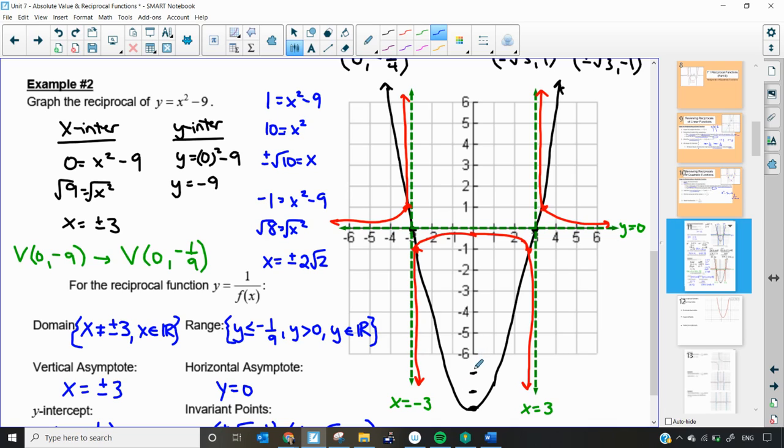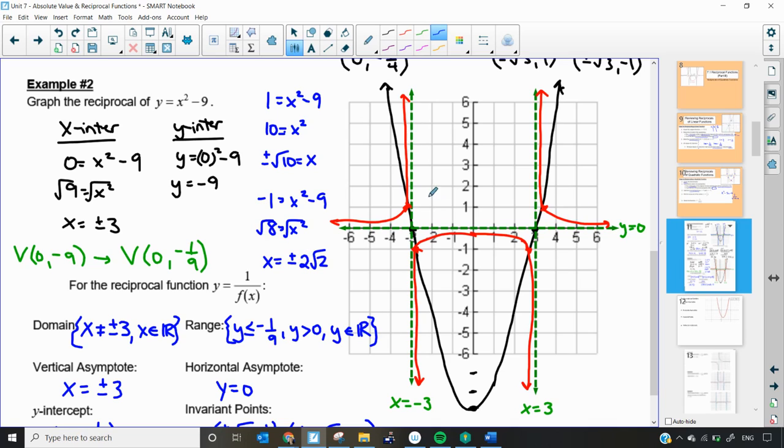Now that didn't quite fit on the chart, so I just graphed it a little bit below, added a few extra lines. So we have y equals negative 9. After we have our vertical and horizontal asymptotes, remember we also have a horizontal asymptote at y equals 0, then we look for our invariant points. And so our invariant points happen at 1 and negative 1. So we sub those in and solve for x, and we have an invariant point at plus or minus root 10, and then another one at plus or minus 2 root 2. So the square root of 8 becomes 2 root 2 when we simplify.